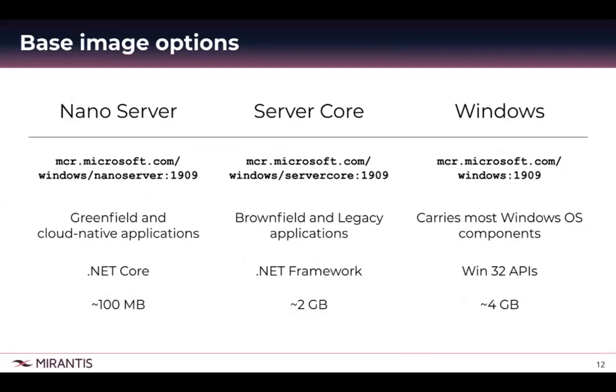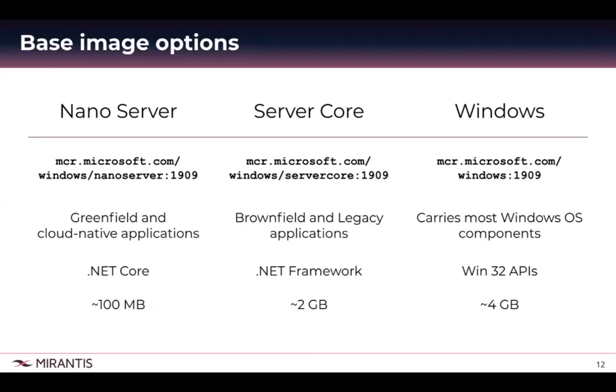In the Linux world, you may be used to building on Alpine-based images or BusyBox or Scratch, or one of thousands that are available on the Docker Hub. In the Windows world, everything derives from three base images. The first being Nano Server. This is the smallest image that's available.